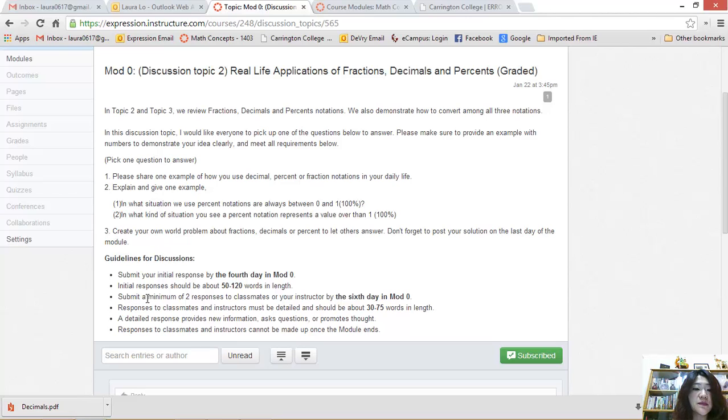And also you need to submit at minimum 2 responses to classmates or me, your instructor, by the 6th day of each module. So for each discussion topic, you need to make 1 initial post and at least 2 other responses to other classmates or the instructor. So in total you need to make at least 3 posts in each discussion. And your participation also has a length requirement, that will be 30 to 75 words.